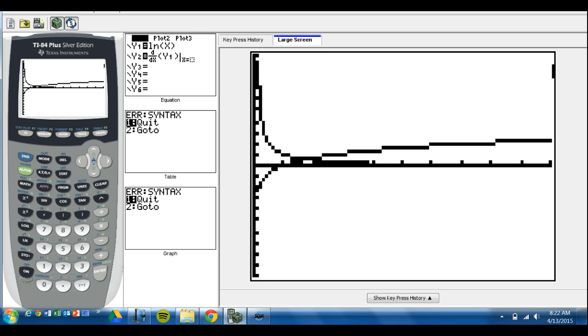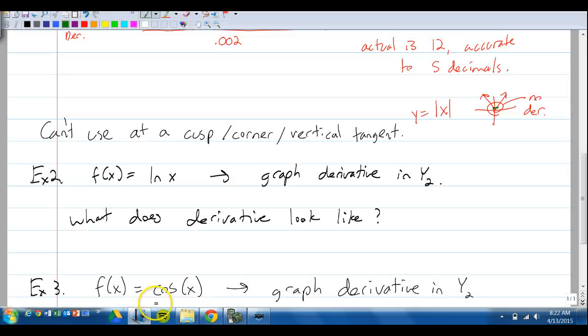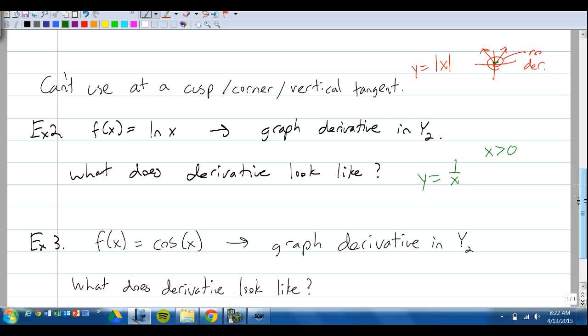Okay? Notice the derivative looks like it has an asymptote at 0 and a horizontal asymptote at 0 as well, an end behavior asymptote. This looks like half of our function y equals 1 over x. And sure enough, but again, it's only when x is greater than 0, it looks like that. And that is the derivative of natural log of x.